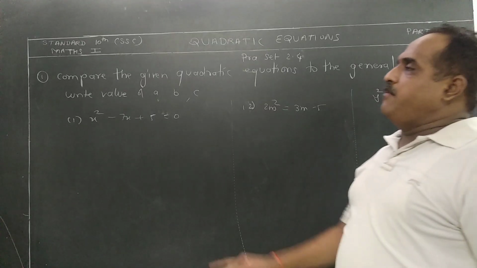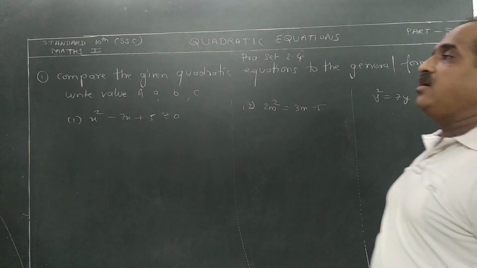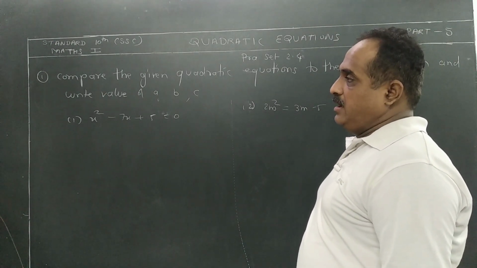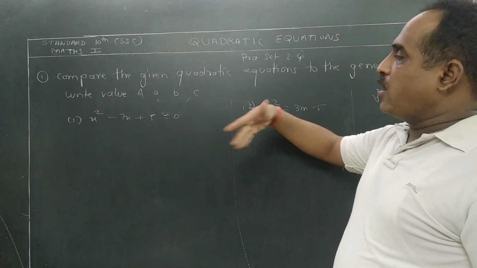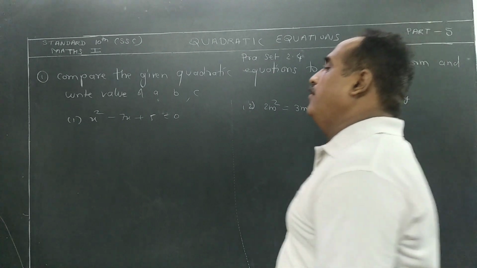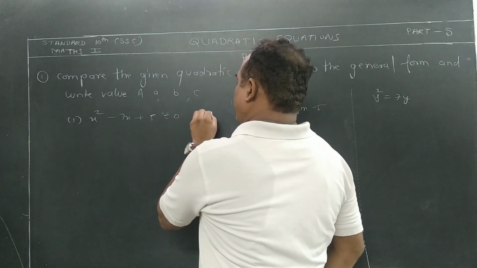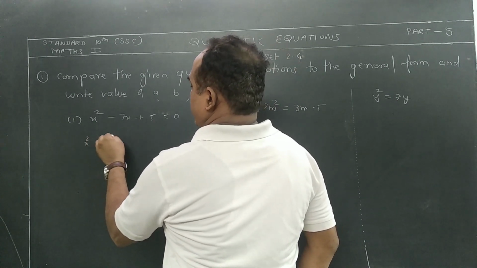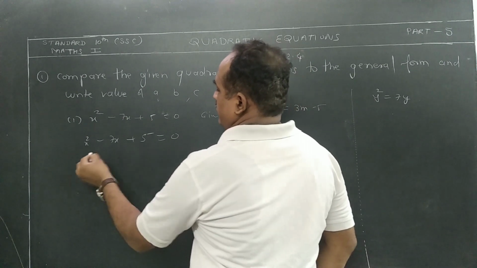Practice set 2.4. Compare the given quadratic equation to the general form and find the value of a, b, and c. So these equations are quadratic equations. We are going to compare with what? The general form. Is it in the general form? It is given: x square minus 7x plus 5 is equal to 0.